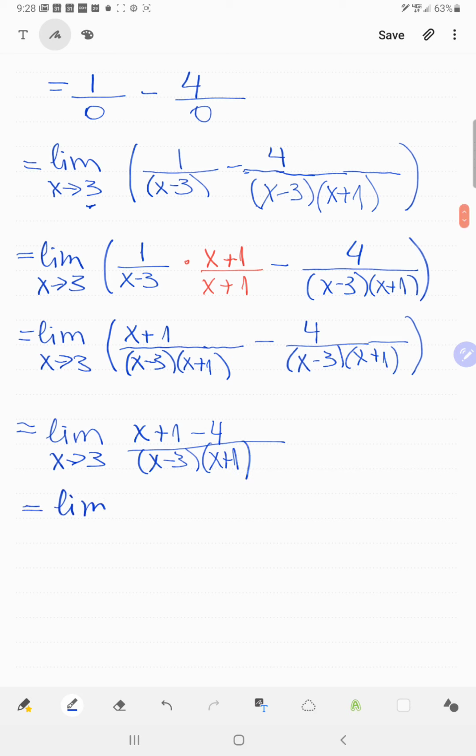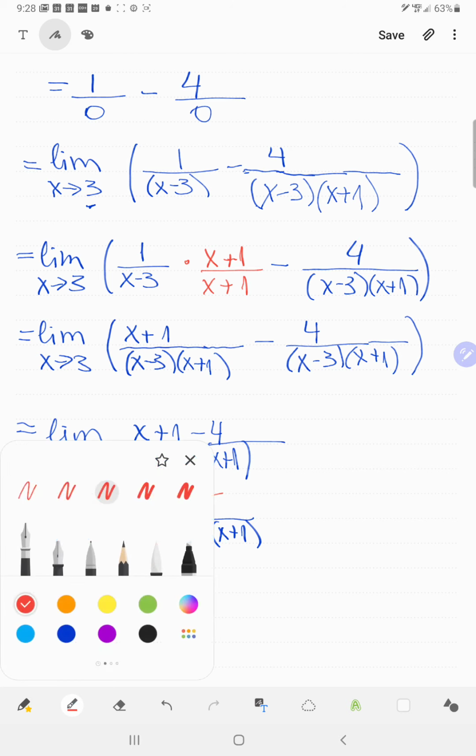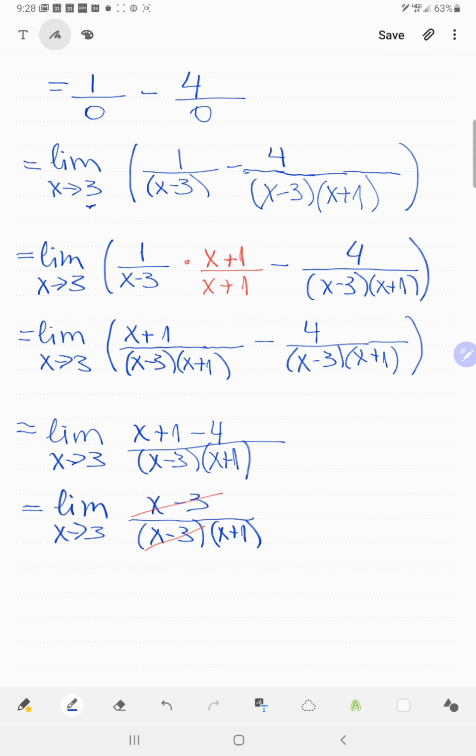Just doing a little bit of algebra. In the numerator, we have x minus 3. In the denominator, we have x minus 3, x plus 1. Now, by doing this, we see that we can cancel the factor that gave us the 0, and we'll be left with something that we can actually substitute in.